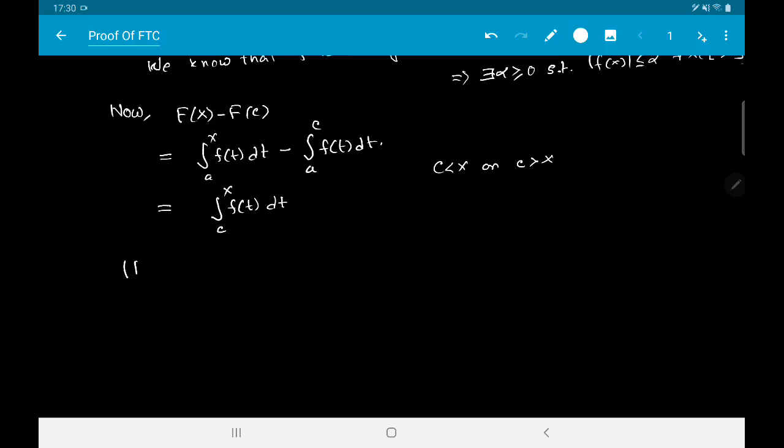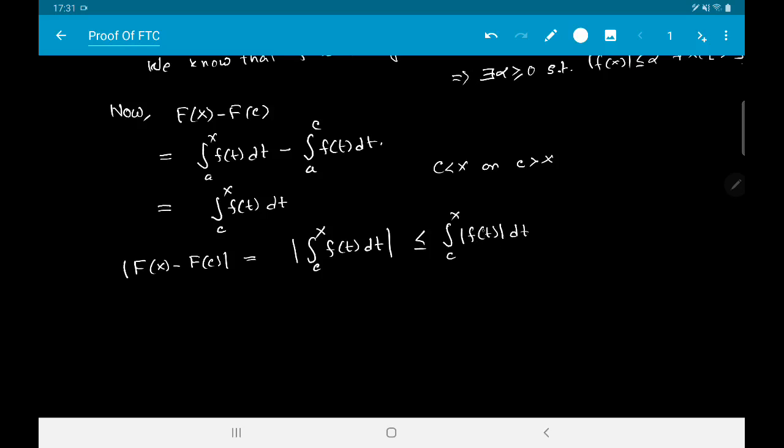So let's proceed now. We look at the modulus of F(x) minus F(c). This is the thing that we are interested in when we want to deal with continuity of a function. So this is nothing but the modulus of the integral from c to x of f(t) dt, and we have one of our order properties which says that this is less than or equal to the integral from c to x of the modulus of f(t) dt.